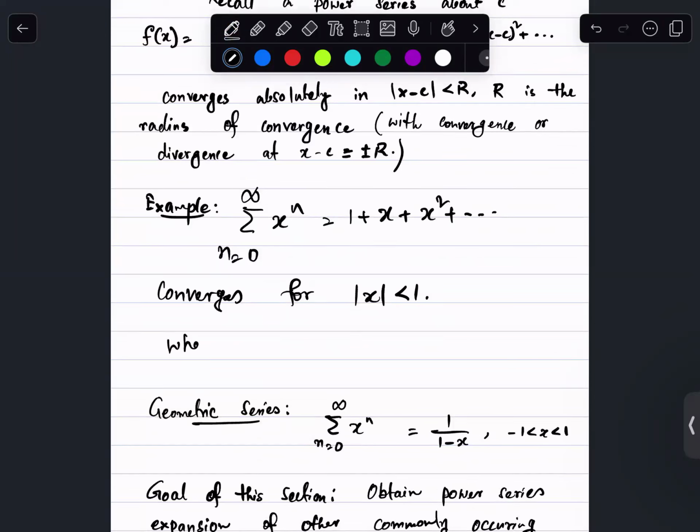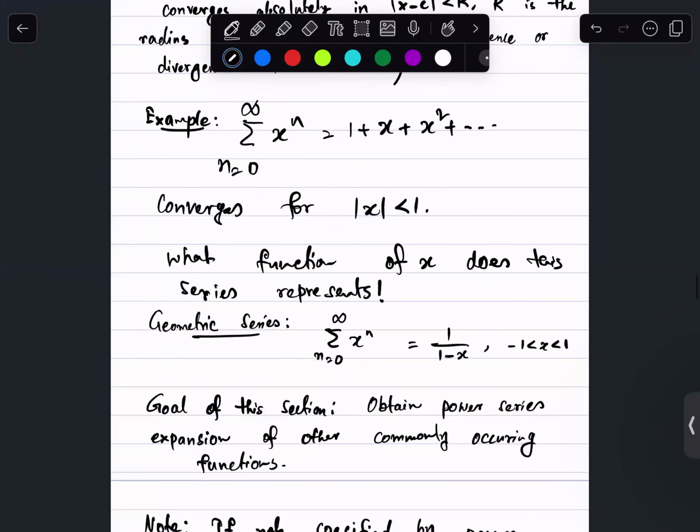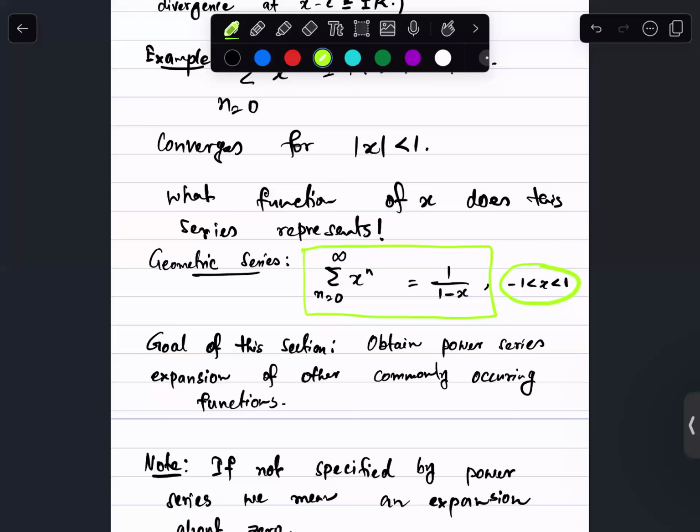But the question is, what function of x does this series represent? That is the goal, that is the question. We know that for the geometric series, this sum is the same as the expression 1 over 1 minus x when my x is in this range. That we already know from the geometric series lecture.